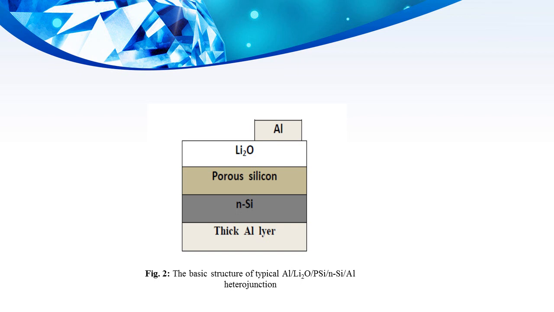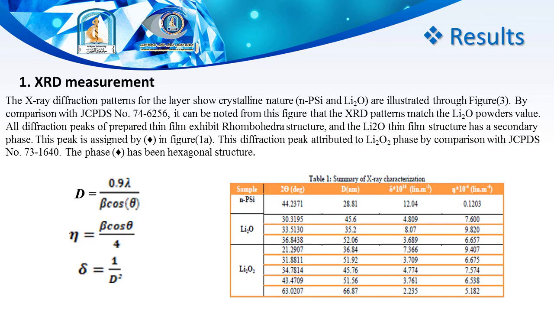The design of the solar cell is shown in this figure. To fabricate the heterojunction, we embedded the lithium oxide on the porous silicon, and the other side of the silicon is a thick layer and the front side is an aluminum mask.